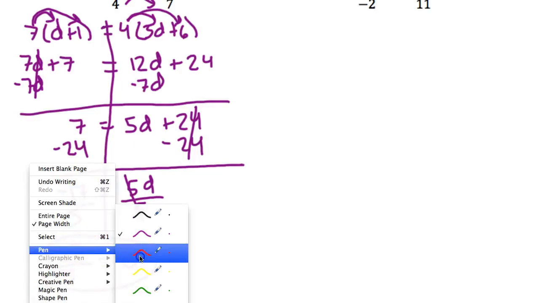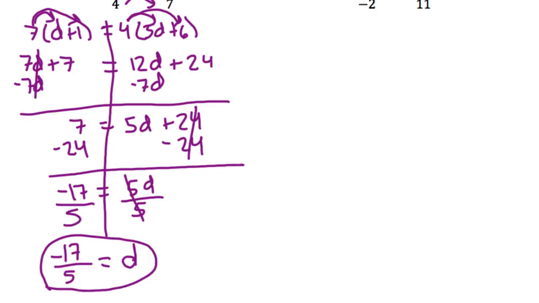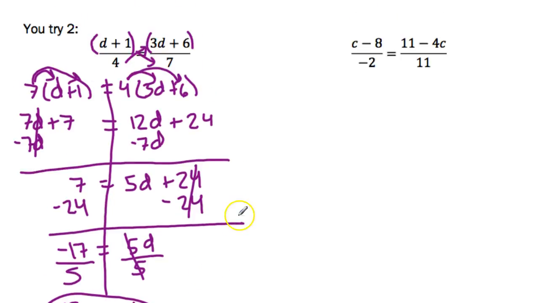Oop, can you see that? I'm changing my pen color. Alright, negative 17 over 5 equals d. Perfect. Let me go up to this next one.